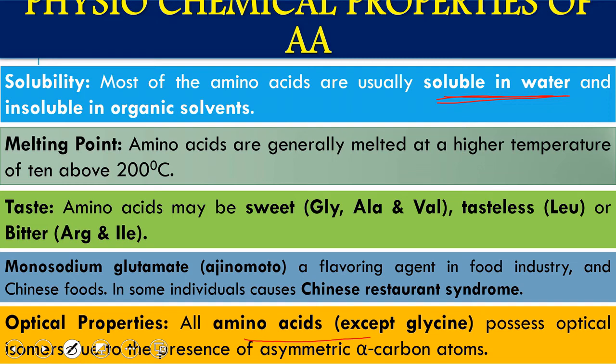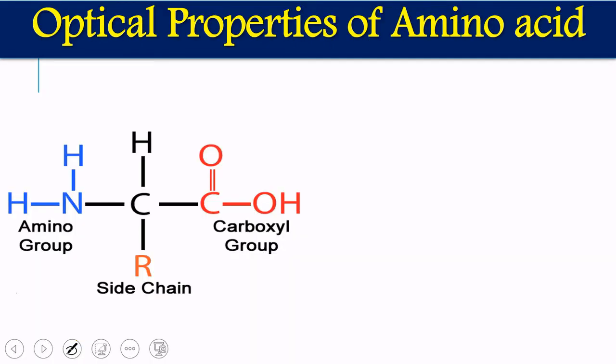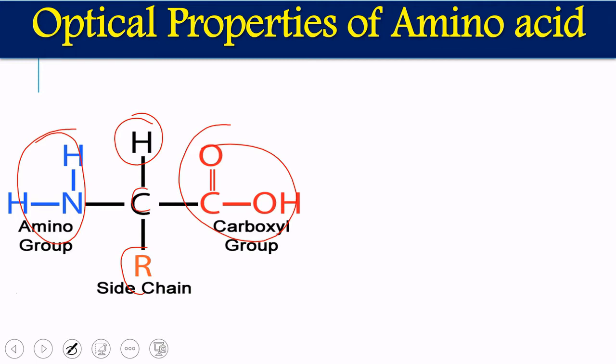So all amino acids except glycine possess optical isomers due to the presence of an asymmetric alpha carbon. If you see here, this is the amino group, this is the COOH group, this is H and this is R. So this carbon has 4 single bonds. Any carbon which has 4 single bonds, means no multiple bonds, and all the groups associated with those 4 single bonds are different, is an asymmetric carbon. So in this case, this carbon is the asymmetric carbon.